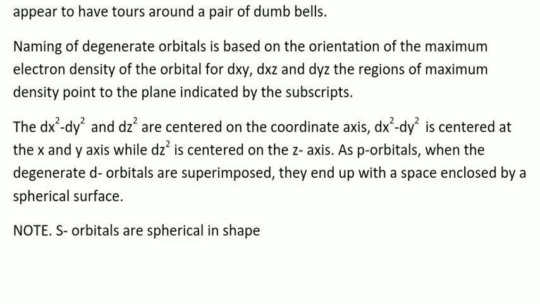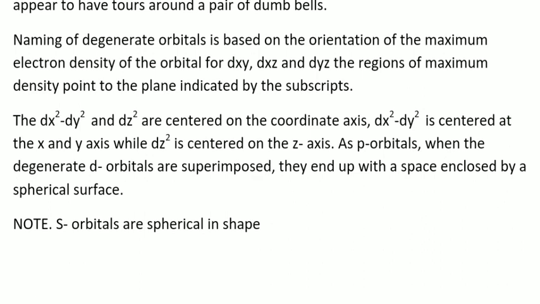As with p orbitals, when the degenerate d orbitals are superimposed, they end up with a space enclosed by a spherical surface. Now note, s orbitals are spherical in shape. So that's all.